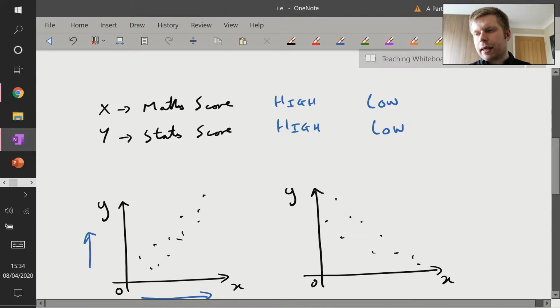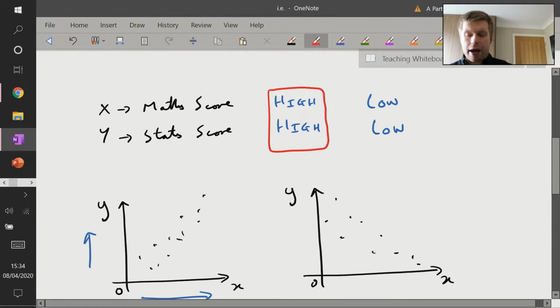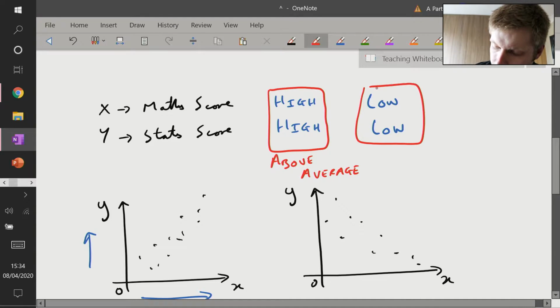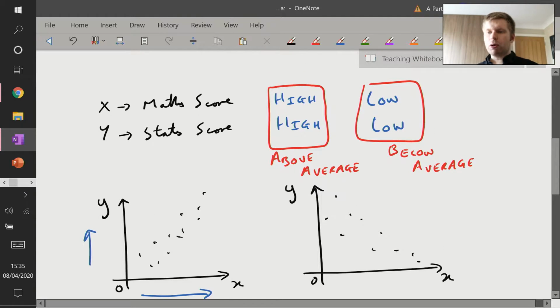But let's try and quantify this. What do I mean by scoring highly or scoring poorly? In this case, all I mean is that I score either above average or below average. Scoring high would be above average and scoring low would be below average. Let's just say the average is the mean. So I want to quantify the correlation coefficient by looking in relation to the average, because then I can get an idea that if it's positively correlated, you're above average on both papers or below average on both papers. Now just have a think.